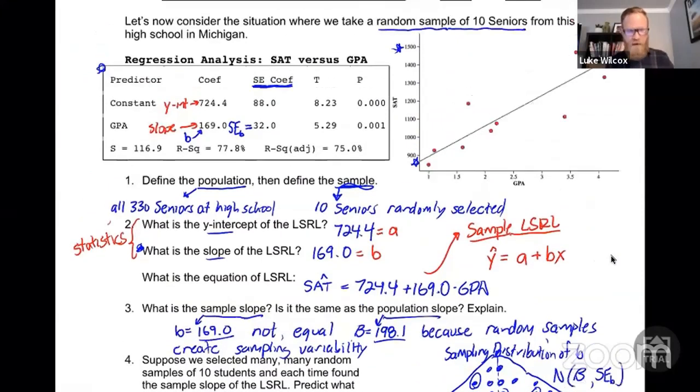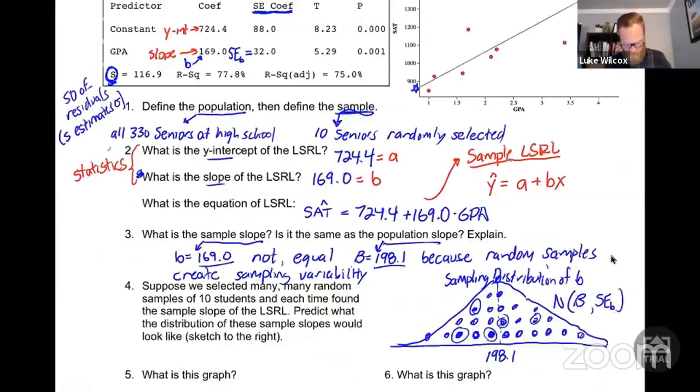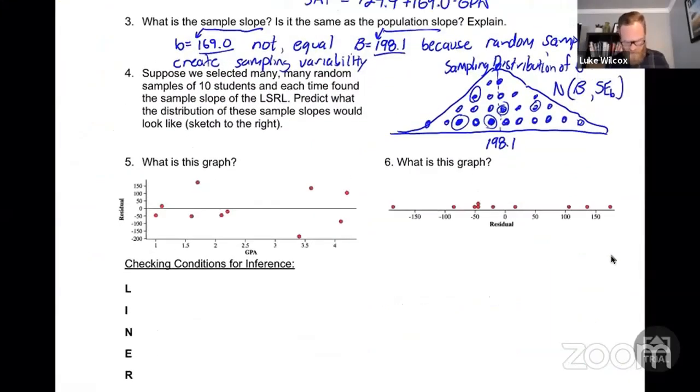Now, one other thing I'm going to point out just while we're here is this s value is what's known as the standard deviation of the residuals. And that's actually an estimate of that sigma value that I showed you on the previous page, okay? So s estimates sigma, which is the true standard deviation of the y values for each x value, right? This is our best guess at it, is s, the standard deviation of the residuals. Okay, let's move on back down here.